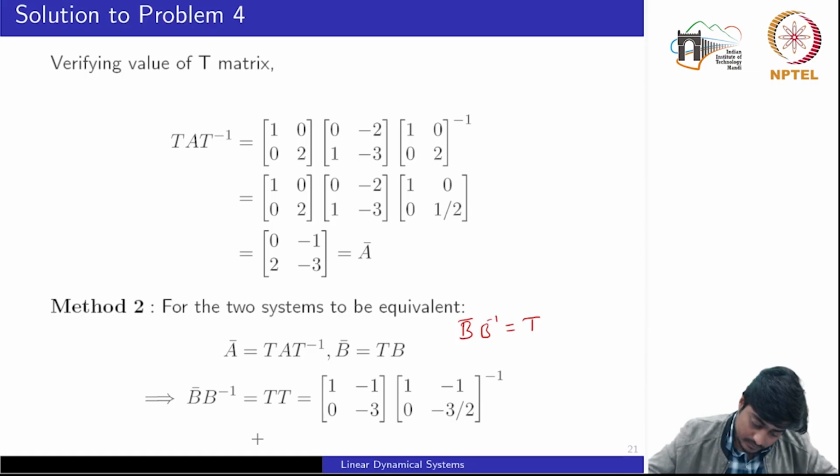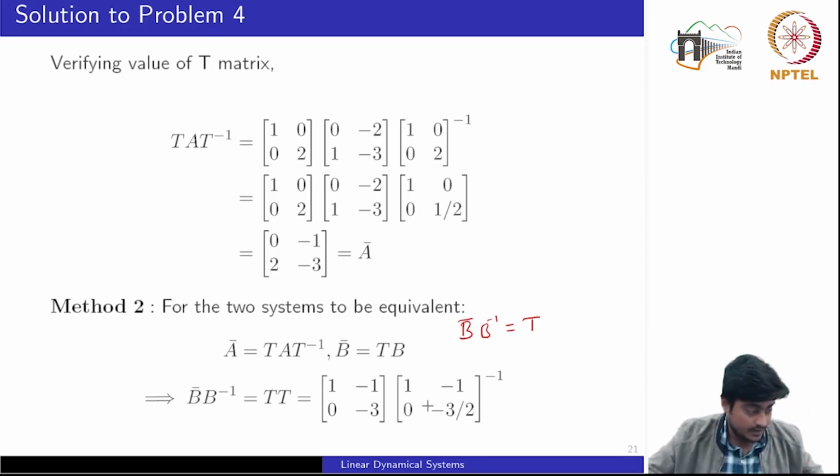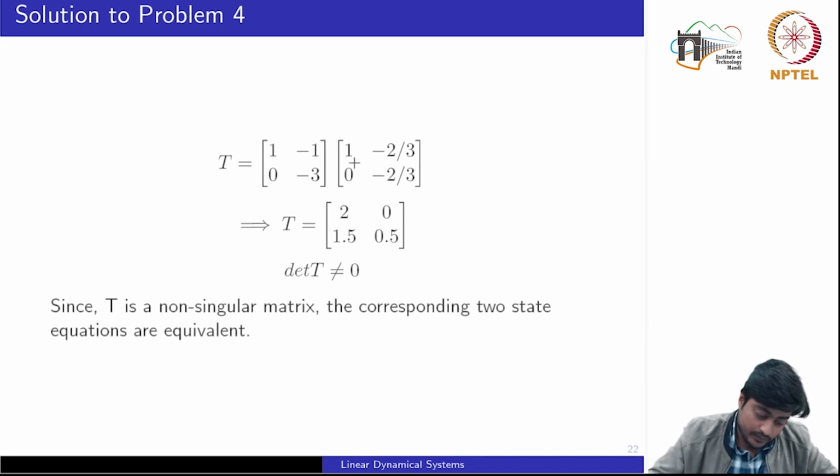So it should be B bar B inverse is equal to T. And after simplifying, we obtain this T matrix. Okay, now for the singularity, you can verify that the determinant of this T matrix is not equal to 0, meaning to say that it is non-singular.